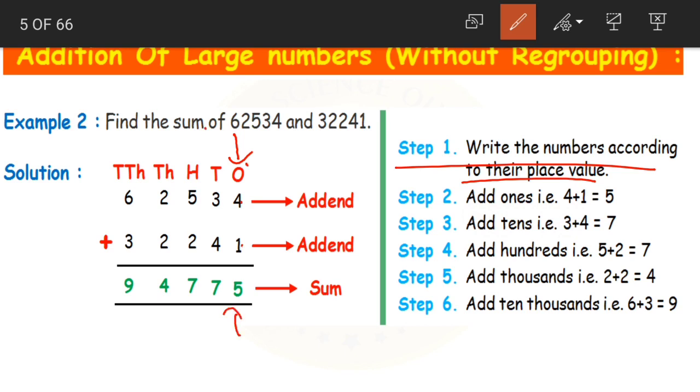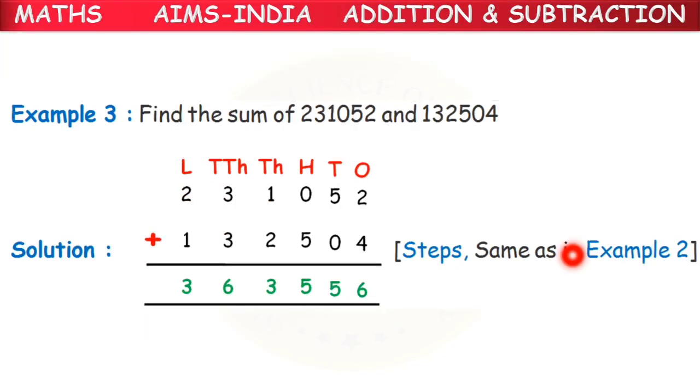And after ones place, what do we do? Move on to the tens place. 3 plus 4, 7. Now after tens, we go to the hundreds place. 5 plus 2, 7. And then thousands. 2 plus 2, 4. And lastly, the 10,000s place. 6 plus 3 becomes 9. Yes, so this 94,775 becomes our sum. Yes, children, addition of large numbers.